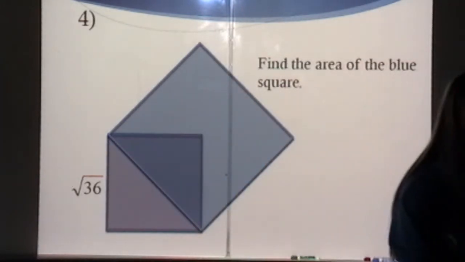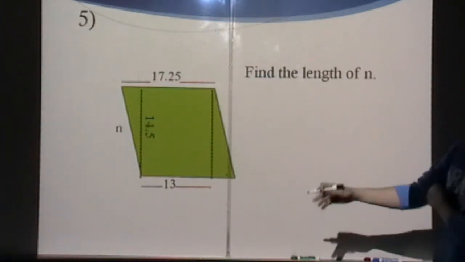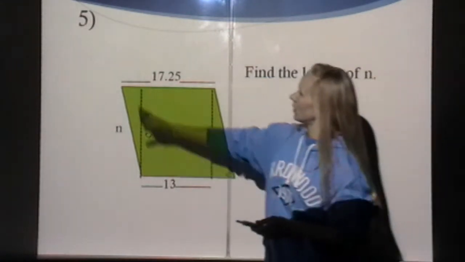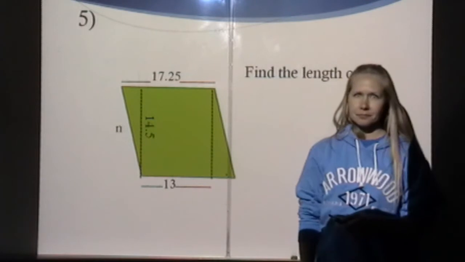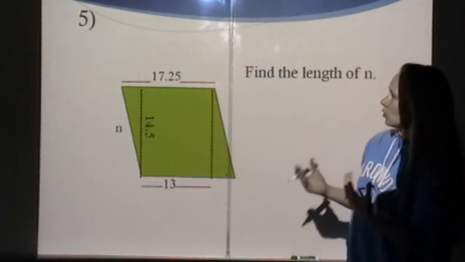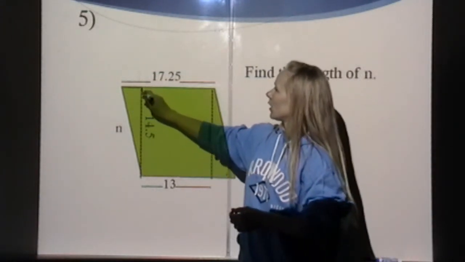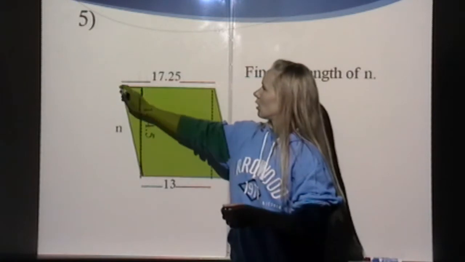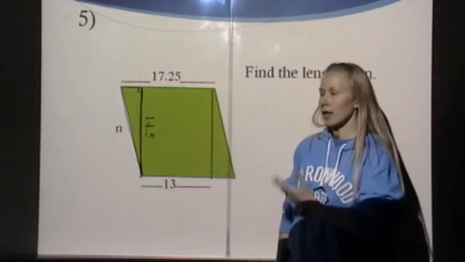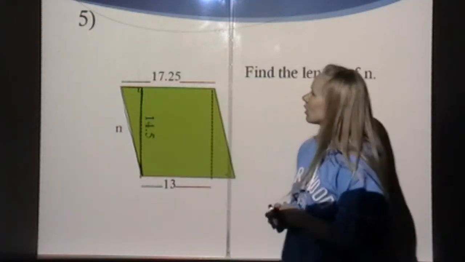All right, number 5. It asks me here, with this parallelogram, to find the length of n. Well, the length of n is this diagonal side. Well, I have to figure out how I am going to do this here. I can use the Pythagorean theorem because I notice that right here is a triangle, and there's the right angle. And n would be the diagonal side, which is actually the C, or hypotenuse.